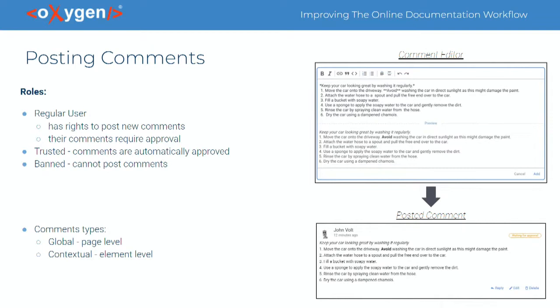Users can add comments at the topic level in the commenting component on the bottom part of your documentation page, or they can add comments contextually, linking that comment to a certain element in your HTML page.